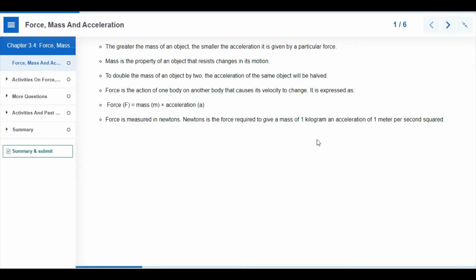Force is the action of one body on another body that causes its velocity to change. It is expressed as force, denoted with F, is equal to mass, denoted with M, multiplied by acceleration, denoted with A. Force is measured in newtons. A newton is the force required to give a mass of 1 kilogram an acceleration of 1 meter per second squared.